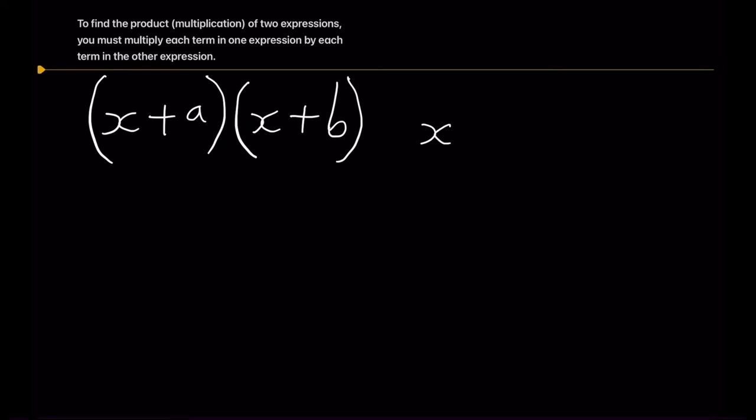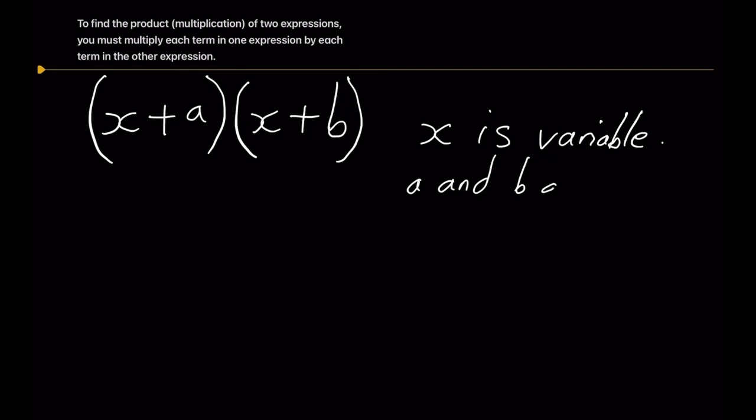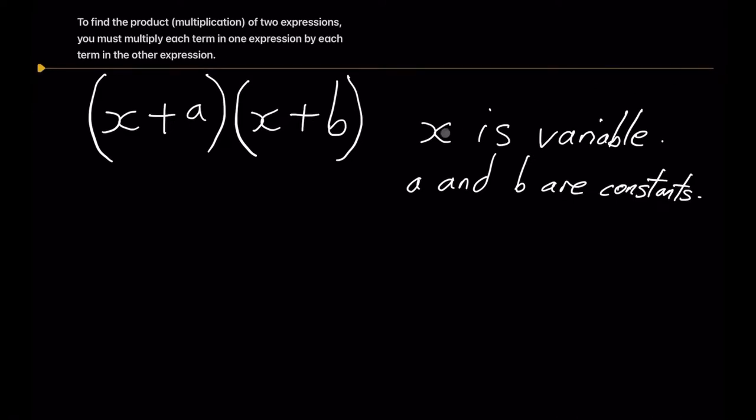So x is a variable, and a and b are constants. What does a variable mean? Well, a variable means that it can take any value. A and b are constants, meaning that they're always the same. They're numbers, they can be real, they can be complex, they just don't change. They're always the same. Whereas x is a variable, it can take any value.